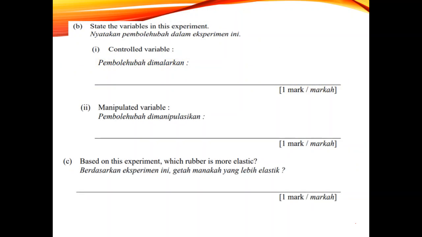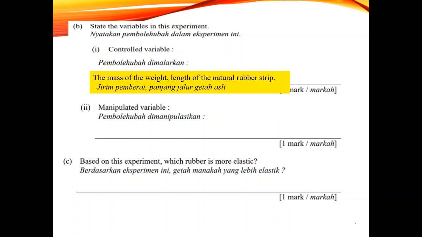Next, we move on to B. State the variables in this experiment. Number one is the control variable, also known as the constant variable. From the diagram just now, you can see that both natural rubbers have the same initial length, that is 10 cm, right? So you can write down the length of the rubber strip. Another one is that they hung 500 grams of weight. So both rubbers are hung with 500 grams of weight. So you can write down the mass of the weight or the length of the natural rubber strip.